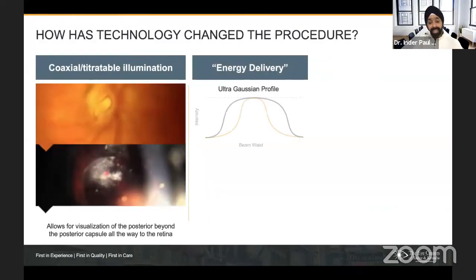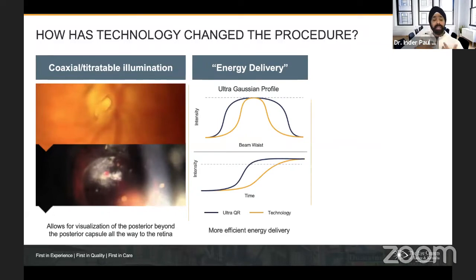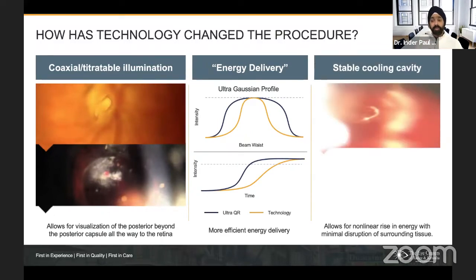So talking about the laser, what makes the laser different? Well, first of all, we're going to talk about the illumination. Probably 90% of what makes this new technology unique and different than standard YAG lasers is the ability for us to see the entire vitreous cavity and see all the way to the retina. So coaxial illumination. Many of our floaters, especially let's say Weiss rings, are in the middle or posterior vitreous. With the standard YAG laser, you do not have the ability, because of its illumination tower, to see beyond the capsule. So we're not identifying many of the symptomatic floaters.